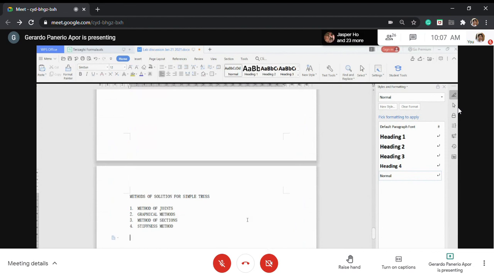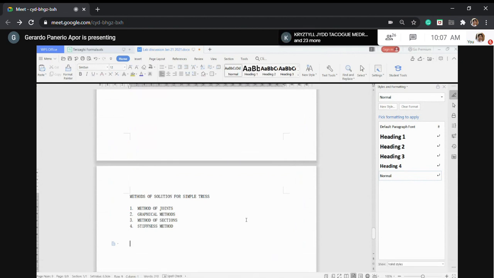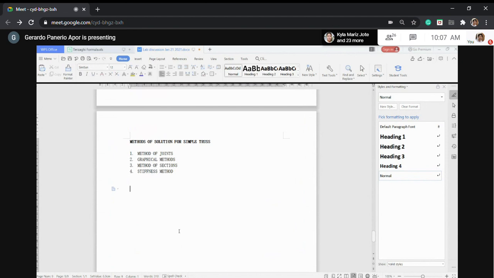So these are the practical ones. First, the method of joints. With the method of joints, you are going to follow these steps. First, solve the reactions, or the sum of external forces.